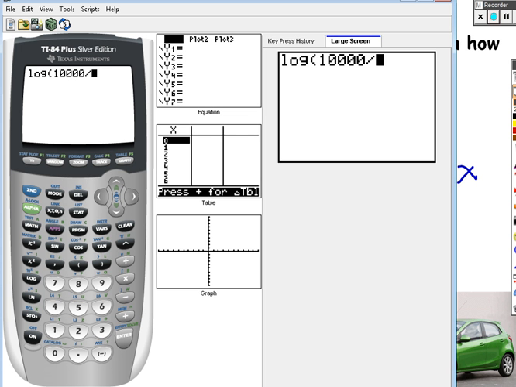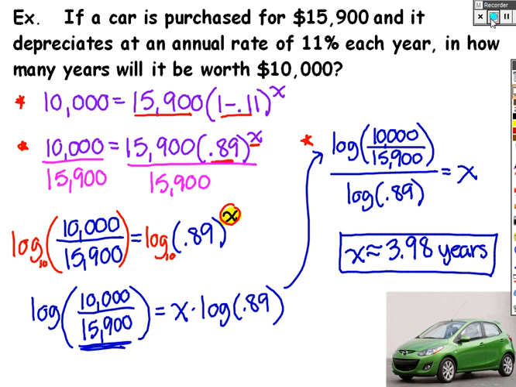So I'm going to type in log of 10,000 divided by 15,900. All of that is in the first parenthesis. Close that parenthesis off, then I'm dividing by log of 0.89. Close that off. And I'm getting about 3.98 years. So this seems reasonable. In a little less than 4 years, the car will be worth $10,000.